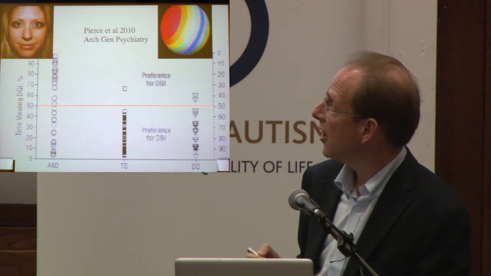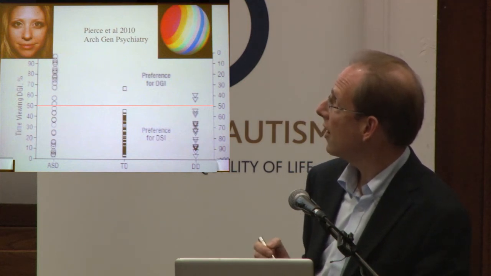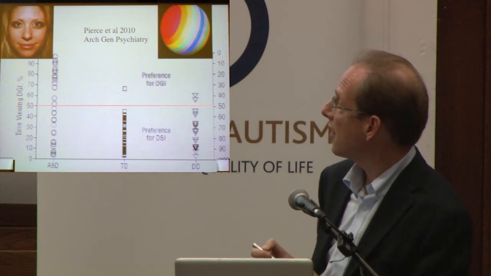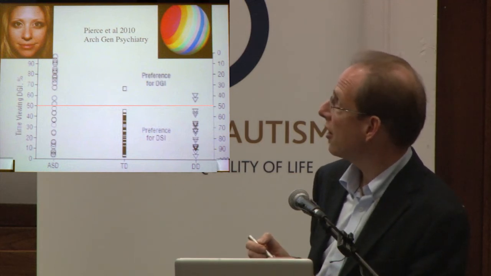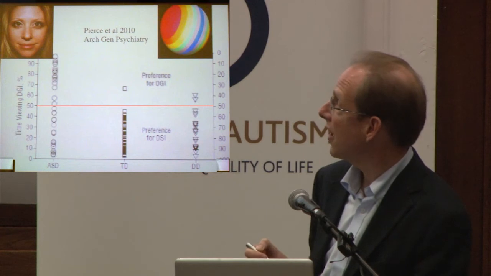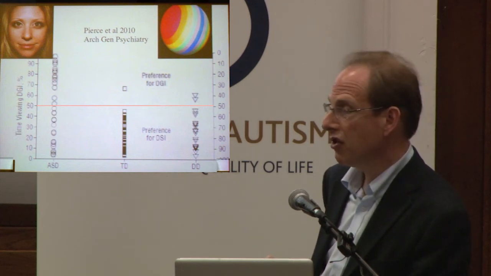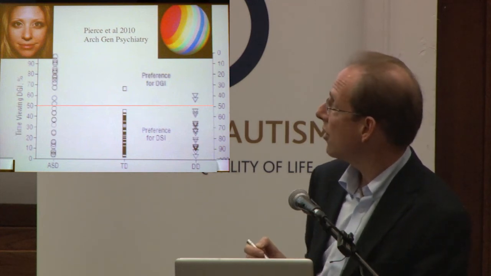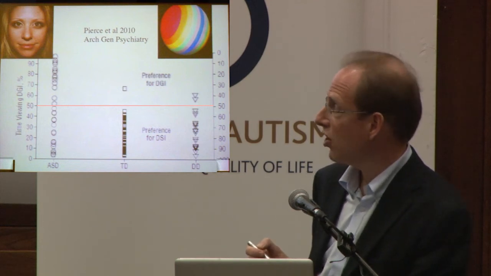So you've got a lot of kids with autism looking at the object, whereas look at that line over here, this is the typical group. There's really only one child looking at the object, most of them are looking at the face. And this is a group of children with developmental delay who are also spending more time looking at faces than objects.